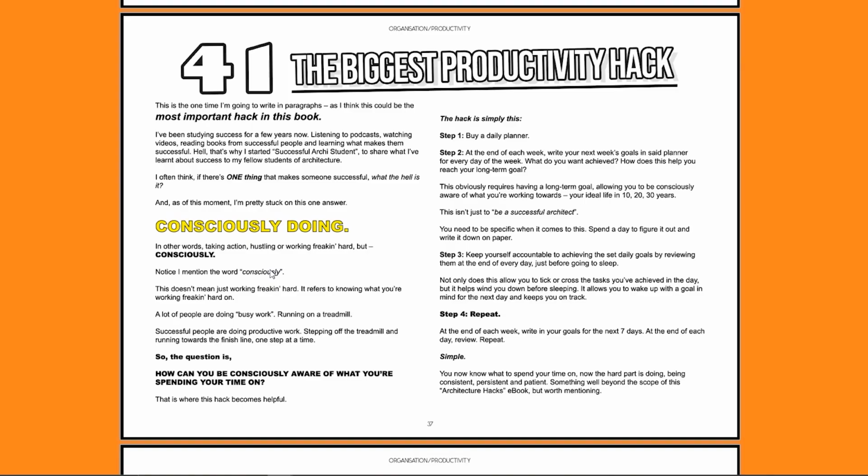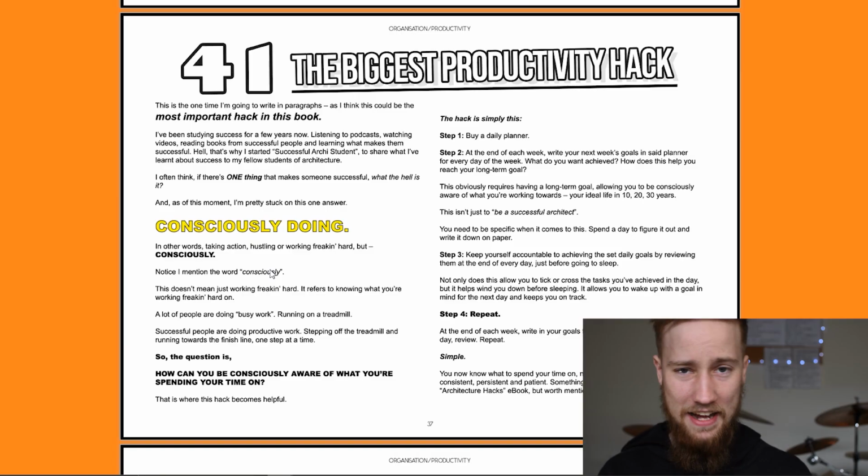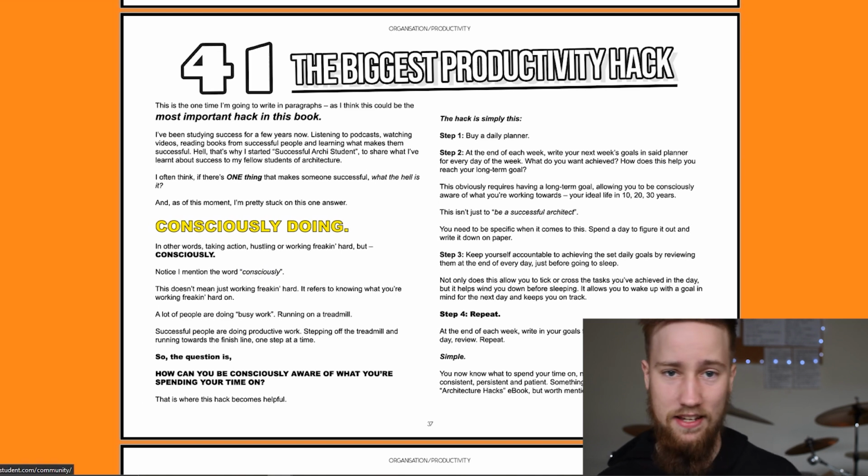And this is the biggest productivity hack here. I said this is probably the most important hack in this book. And as you can see, this is the only time I'm really writing in paragraphs, but it's so important. It's basically talking about goal setting, buying a daily planner and just writing in and figuring out what you see as being successful. I definitely recommend going over this hack. Number 41. So if you're going through the book, just recall 41 and read through this. It won't take that long.